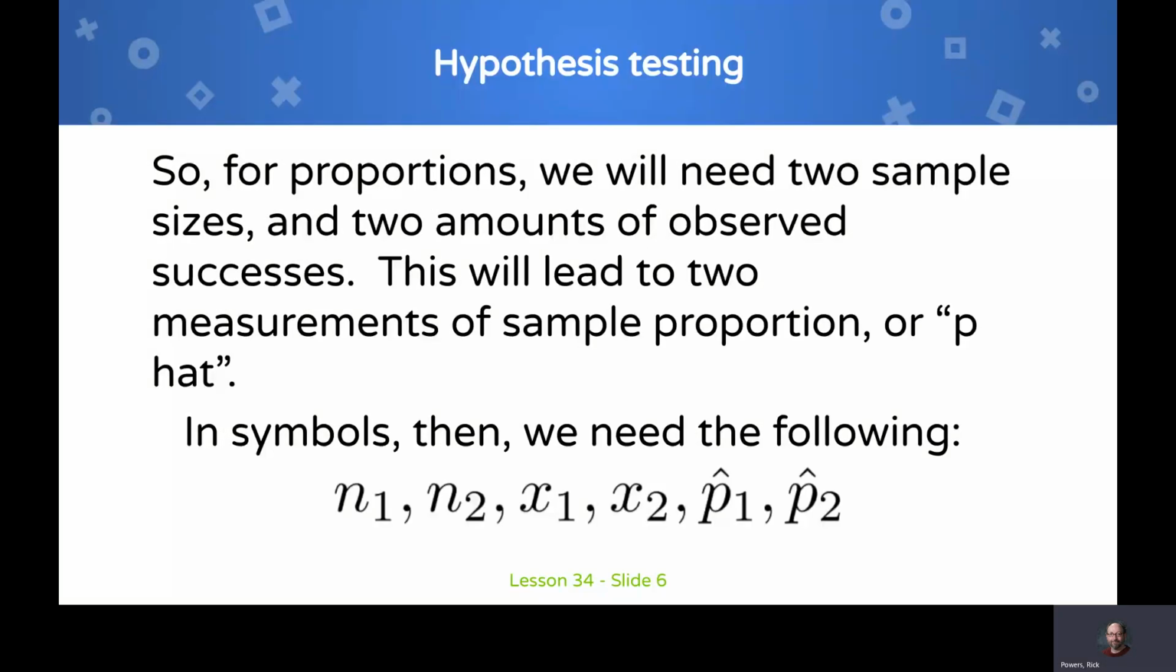So for proportions, we will need two sample sizes, two amounts of observed successes. This will lead to two measurements of sample proportion, or p hat. In symbols, then, we need the following: n1, n2, x1, x2, p hat 1, p hat 2.